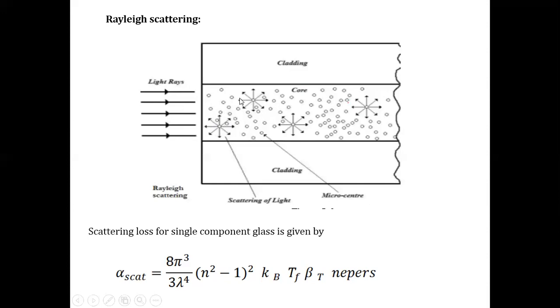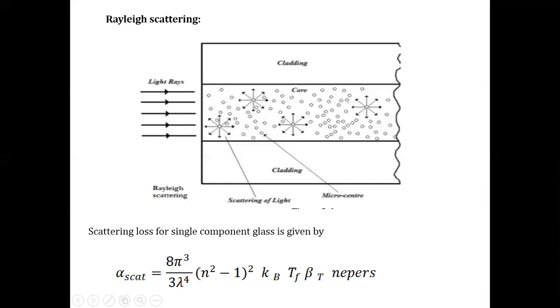The amount of scatter depends upon the size of the discontinuity compared with the wavelength of light. So the shortest wavelength suffers most scattering. The shortest wavelength refers to high frequency, and that will suffer most scattering. So the scattering loss for single component glass is given by alpha scat. Attenuation can be represented in terms of alpha. So alpha scat, representing the scattering, is equal to 8 pi cubed divided by 3 lambda power 4, times (n squared minus 1) whole squared, times kB Tf betaT, in Nepers. Nepers is the unit of attenuation.